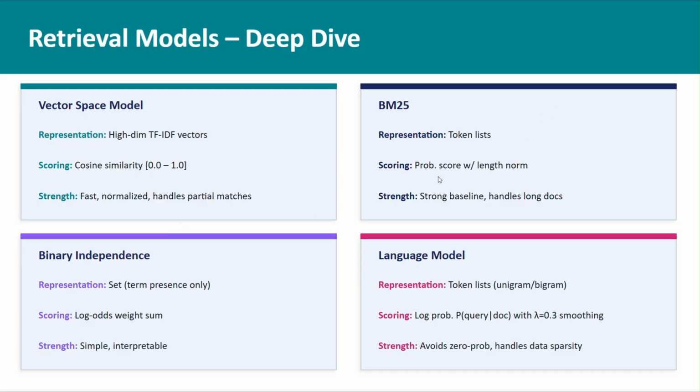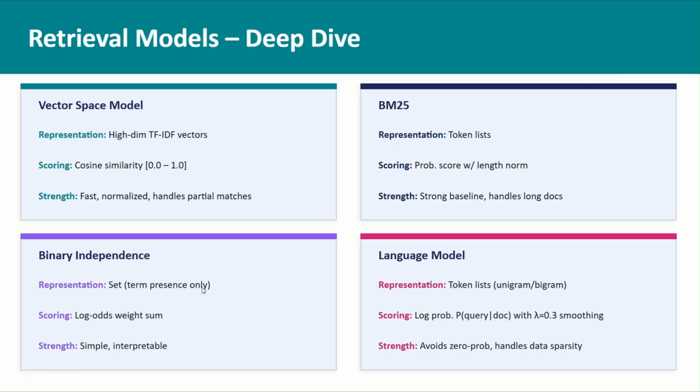Then BM25, this is like a smart librarian. It considers not just whether a word appears or not, but how often it appears in the document, and it also adjusts for the document length in this model. So a long document doesn't get an unfair advantage just because it has more words. It will be fair for all the documents.